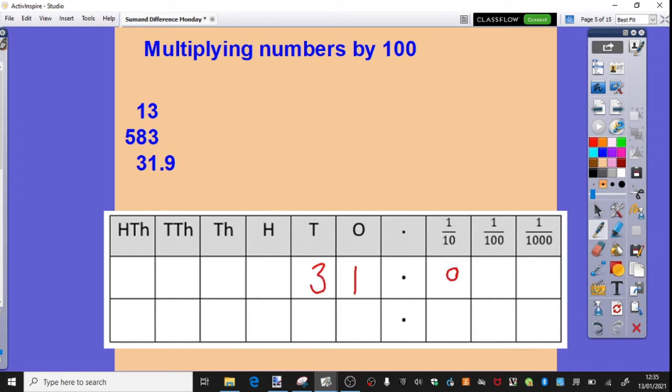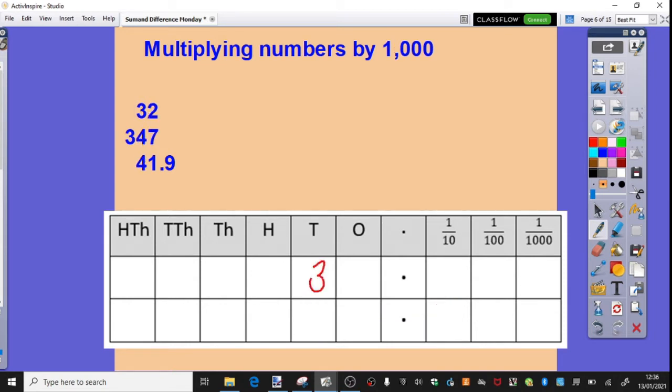And finally then, the third one we are looking at is 31.9. We are multiplying that by 100, sorry. So it moves 2 places to the thousands, the 1 moves to the hundreds, and our 9 moves 2 places to the tens, and our place value holder in there. So we've got 3,190.